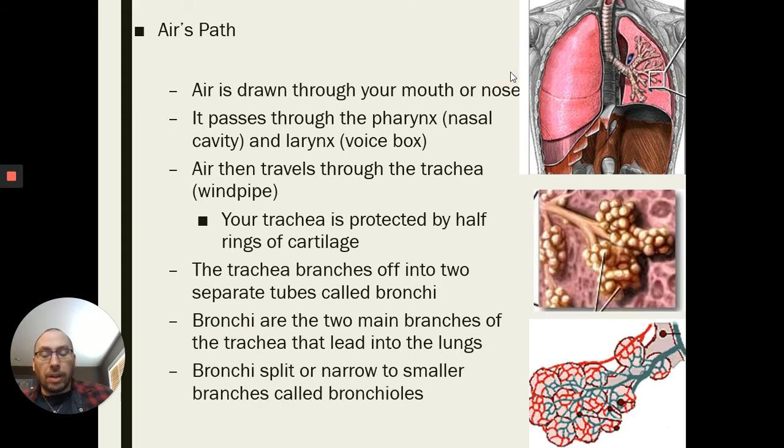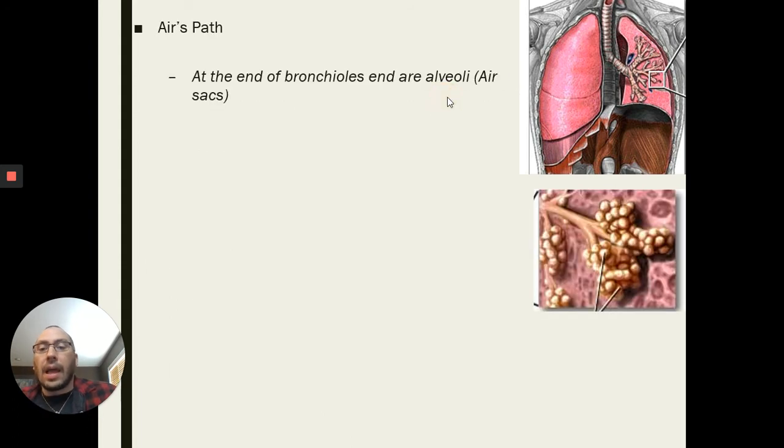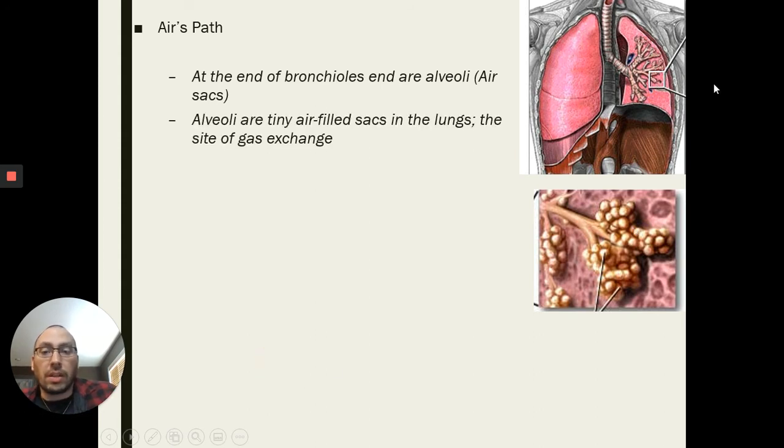The bronchi split off into narrow branches called bronchioles, and you can't really see it in the model, but you can sort of see a whole bunch of different colors there. That's supposed to represent the different branches. At the end of the branches are these small little air-like sacs called alveoli. And you can see on the right here a little picture of them, as well as over on the diagram on the top.